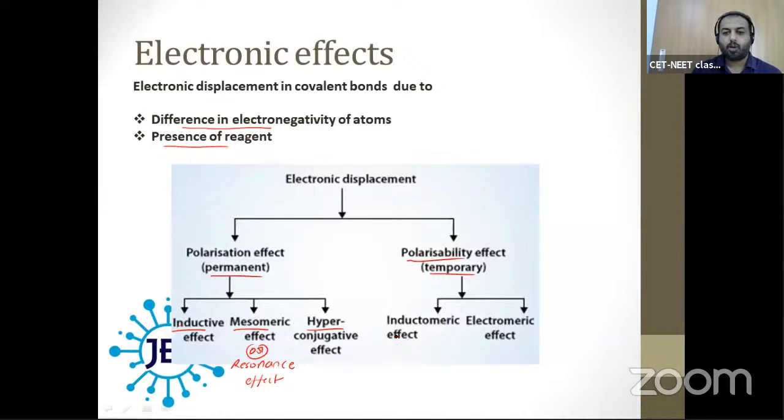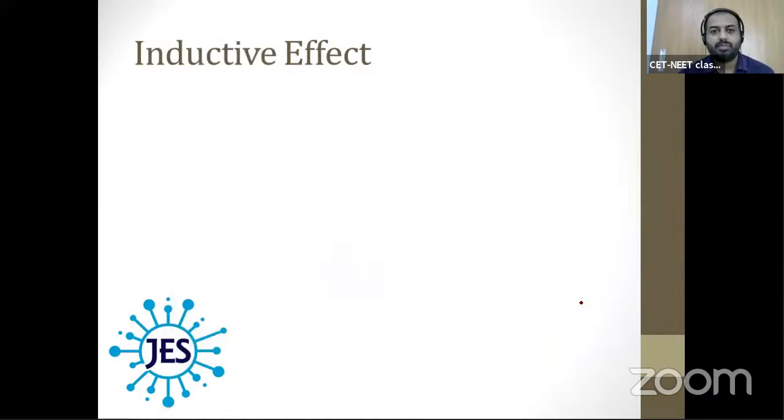Don't worry about the inductomeric effect, it's not there in the syllabus. It's only the electromeric effect. Okay, right. Let us now check out the important features of each of these effects, one by one. First, the inductive effect.